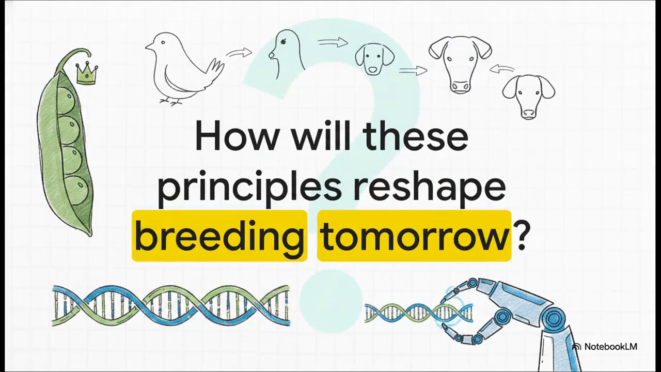So what does this all mean for the future? We've journeyed all the way from the microscopic letters of the genetic alphabet to the massive global forces of natural and artificial selection. The language of life is incredibly complex, but its rules are undeniable. As our tools become sharper and our ability to read and write genotypes becomes faster than ever, we have to ask ourselves, how will our modern understanding of these ancient genetic principles continue to reshape the breeding and survival of species tomorrow? The blueprint of life is quite literally in our hands now. What will we build with it?